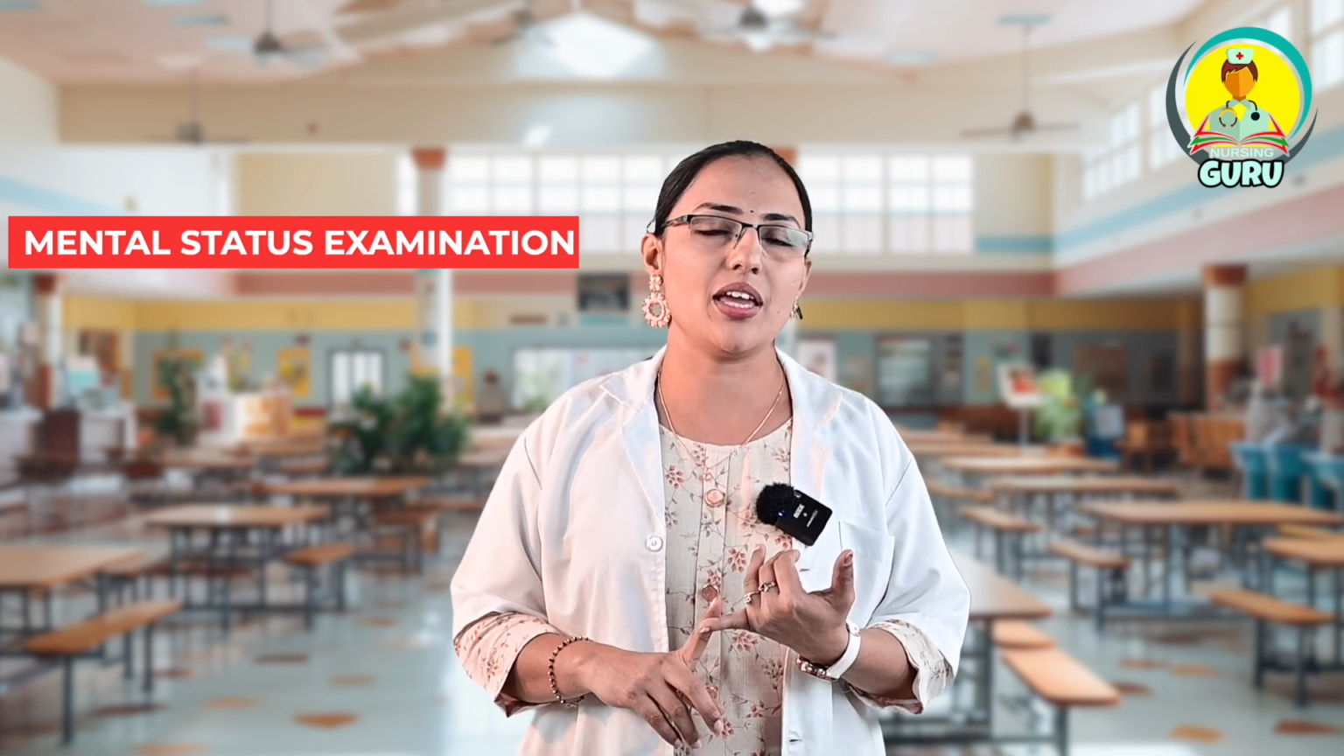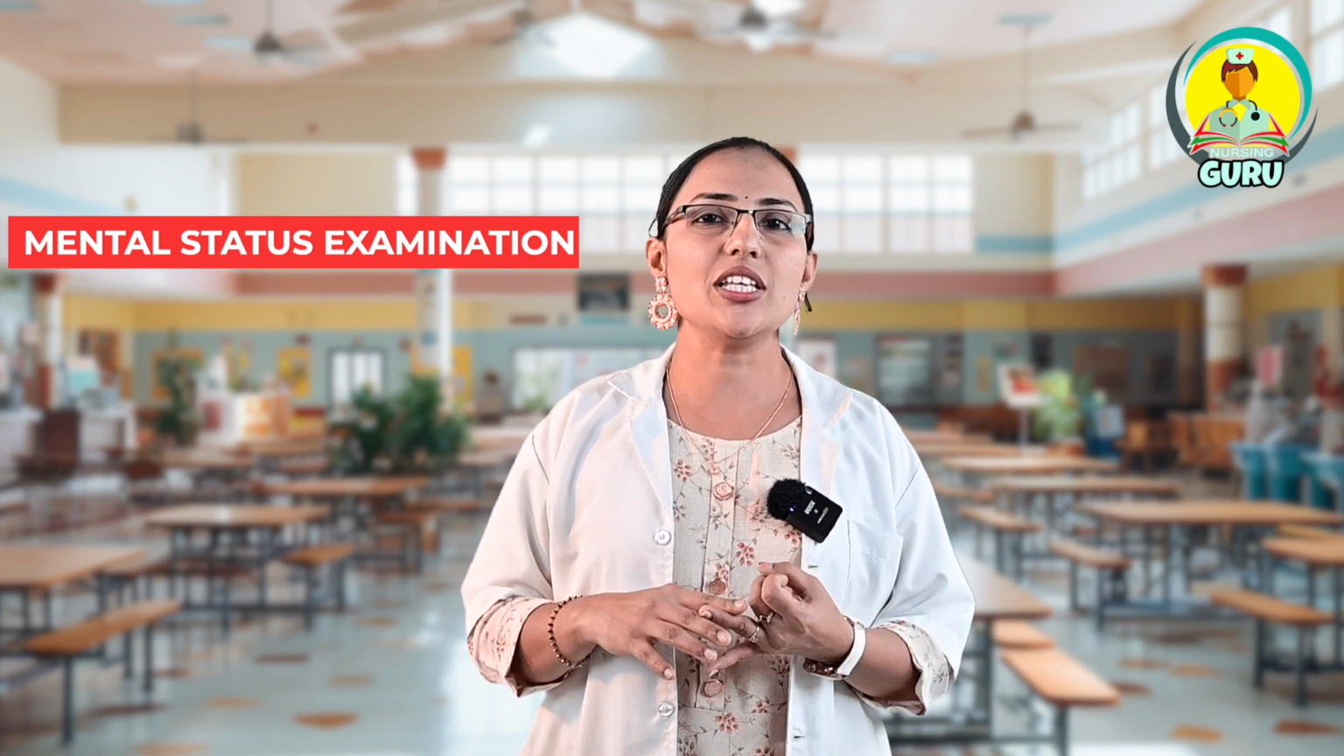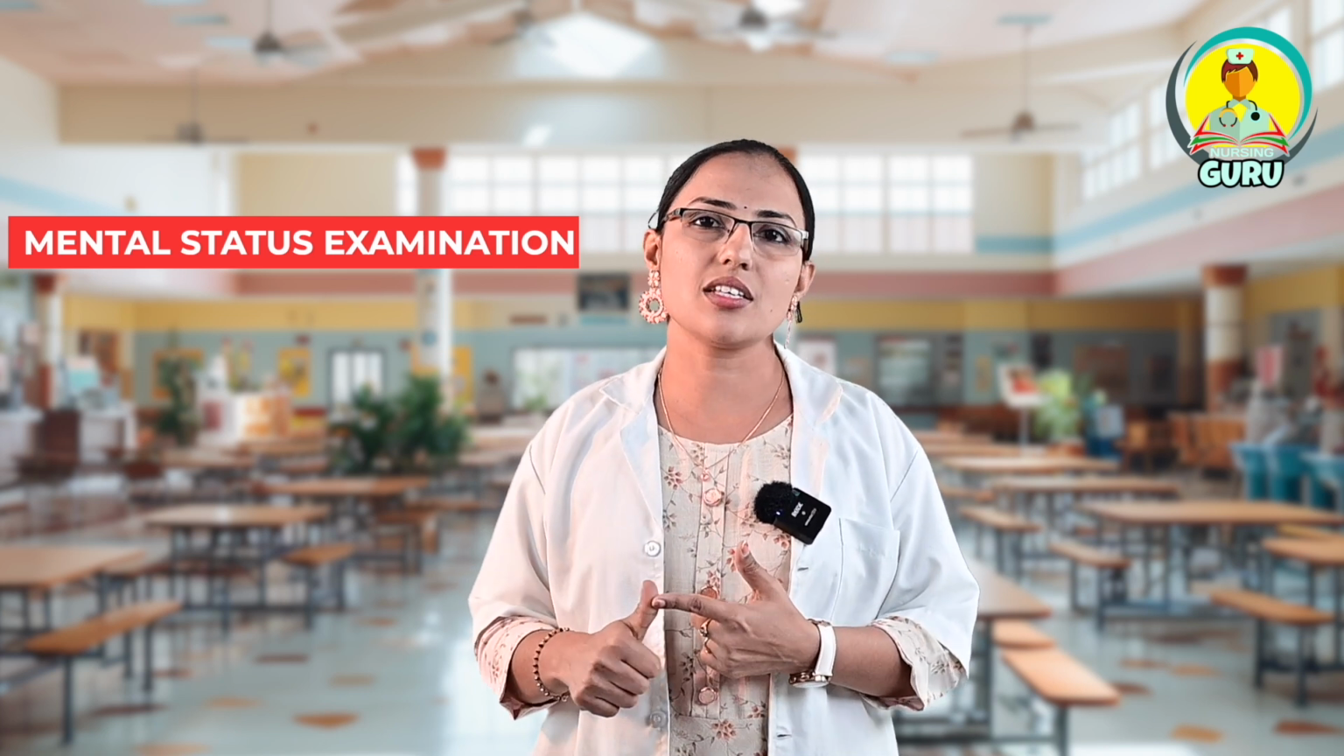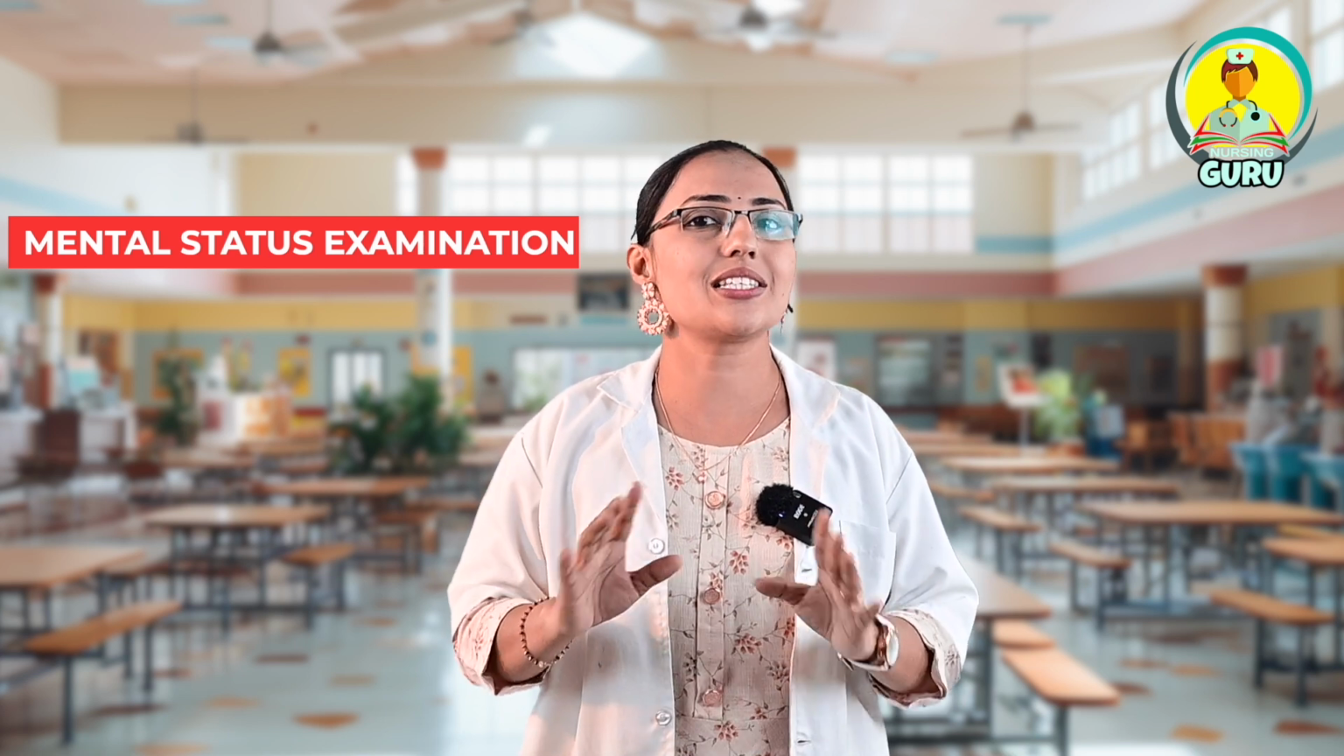Okay, first component is general appearance and behavior. The second component is speech. Third one is mood. Fourth is thought. Fifth is perception, sixth is cognition or the cognitive function, and the last one is insight. Okay, so step by step we will see what it is, but we are not going to do the assessment step by step. We do it simultaneously.